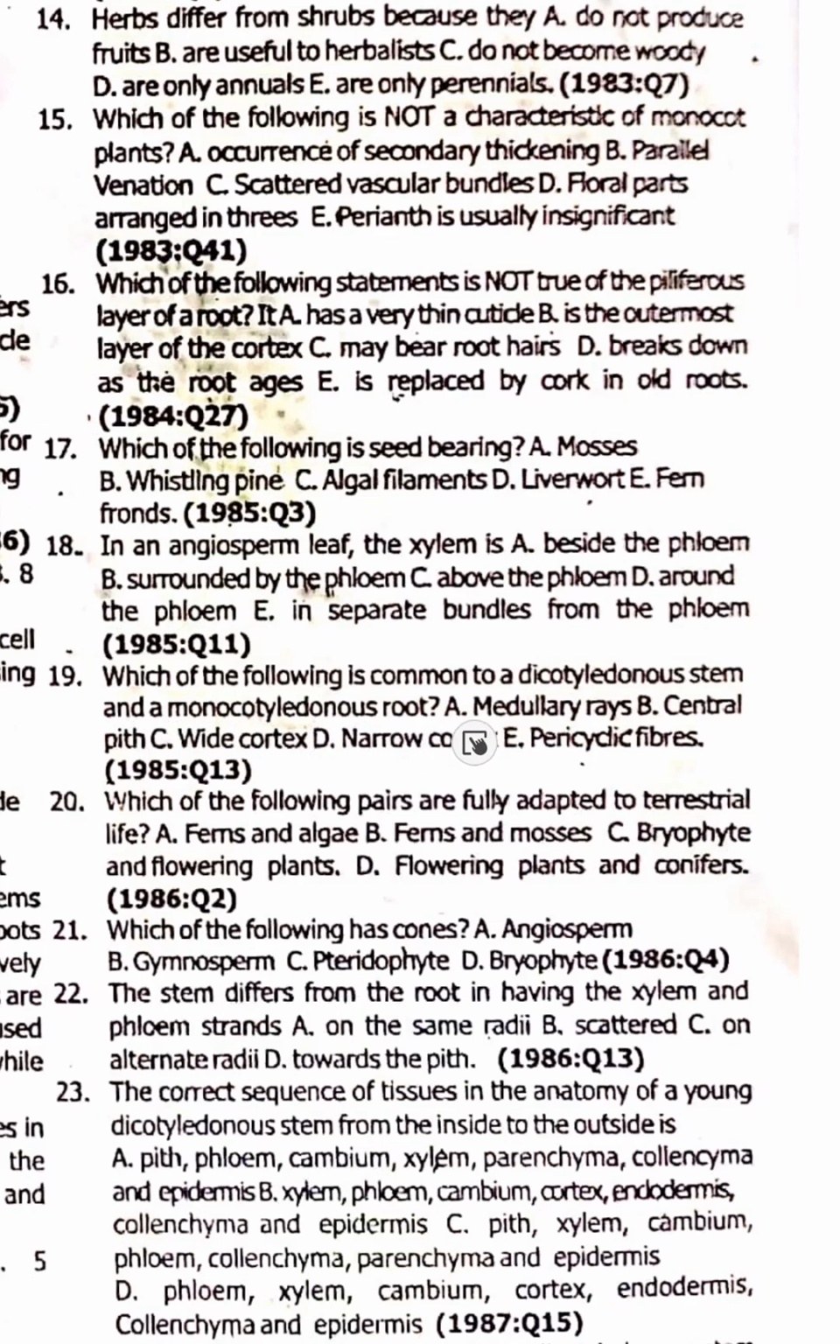Which of the following is common to a dicotyledonous stem and a monocotyledonous root? You don't understand. Wide central pith. Option B. Dicot stem has pith.